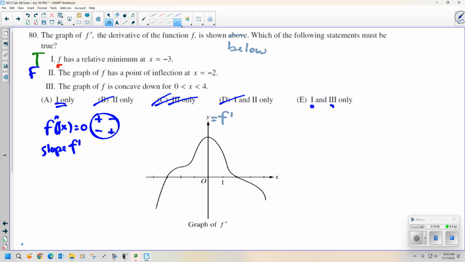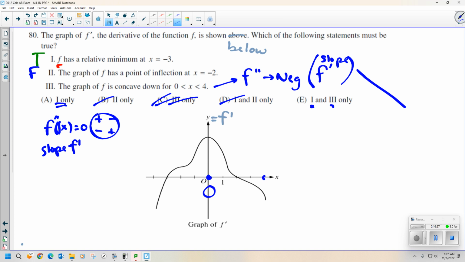You know I do. The graph of f is concave down from 0 to 4. Again, concave down means the second derivative is negative. Second derivative means the slope of the first derivative, which is what we have. It should be a downward slope from 0 to 4. Here's 0, 1, 2, 3, and here's 4. So it's decreasing this whole time, and that is absolutely true. So 1 and 3 is the answer, which is choice E.